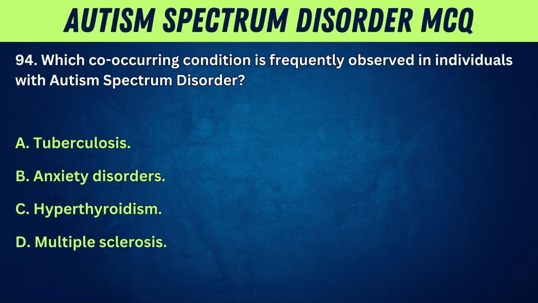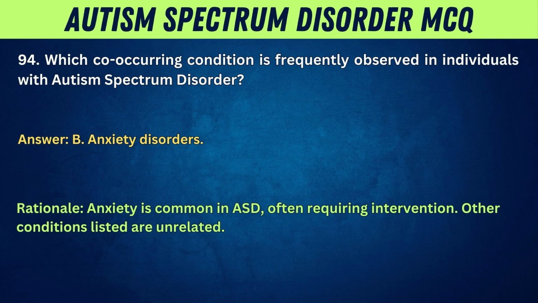94. Which co-occurring condition is frequently observed in individuals with autism spectrum disorder? A. Tuberculosis. B. Anxiety disorders. C. Hyperthyroidism. D. Multiple sclerosis. Answer: B. Anxiety disorders. Rationale: anxiety is common in ASD, often requiring intervention. Other conditions listed are unrelated.